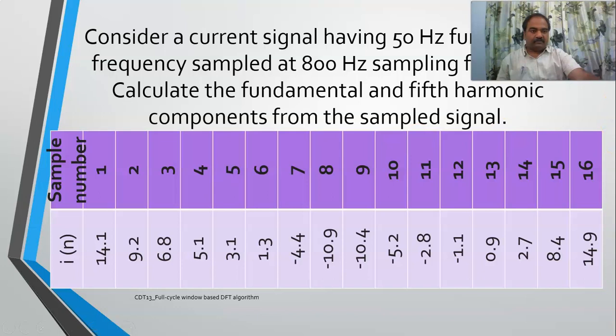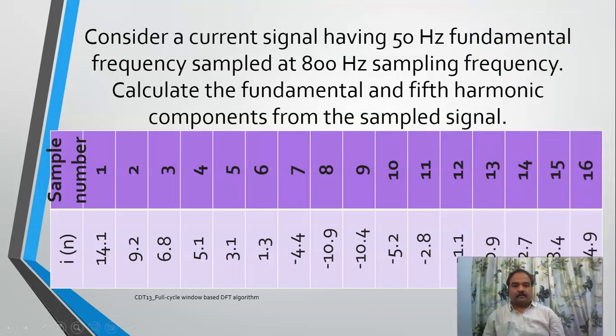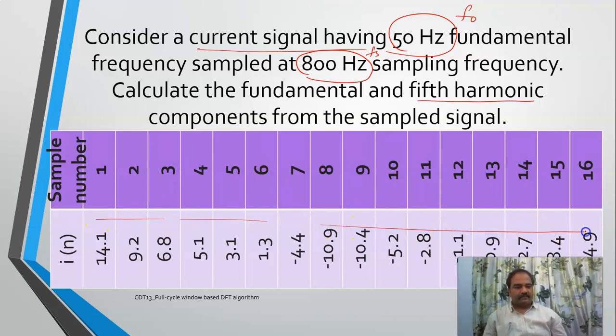Coming to the question, if you carefully see, consider a current signal which is having 50 Hz fundamental frequency. This is F0 and the signal is sampled at 800 Hz. This is Fs. Calculate the fundamental and the fifth harmonic components from the sampled signal, which means that these are the 16 samples which have been collected and these represent the sampled data. So this is the sample number and this is the data which has been taken at that particular time instant.